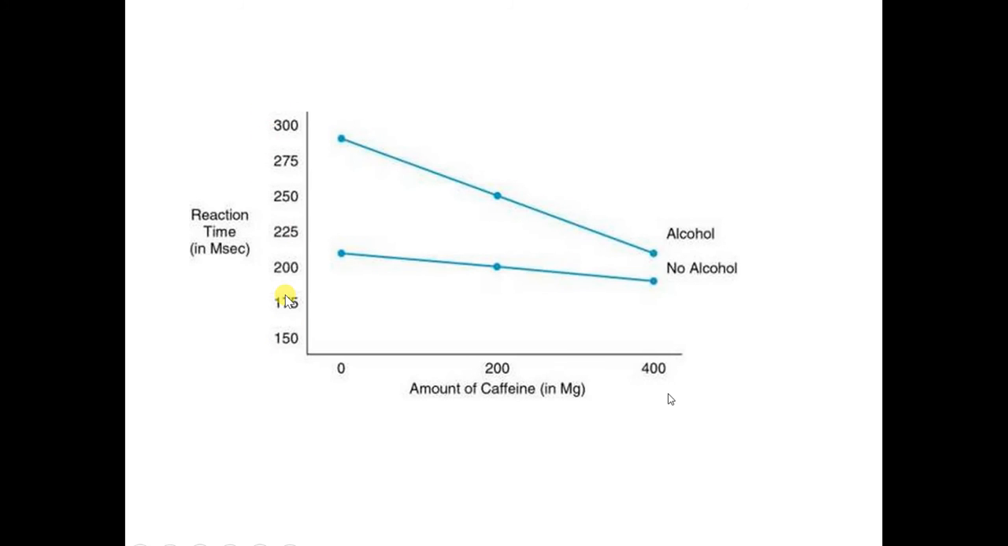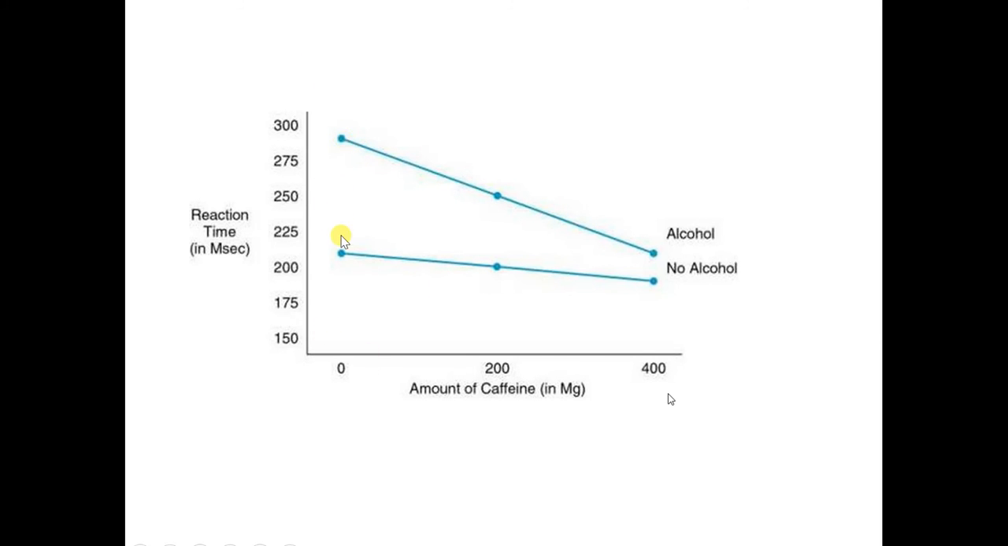Remember, lower is faster. This is our plot for the no alcohol condition, the people who had no alcohol in their system when they got the caffeine. And here is the plot for our alcohol condition. These are the people who got alcohol plus some caffeine. So let's take a look at what we see here.